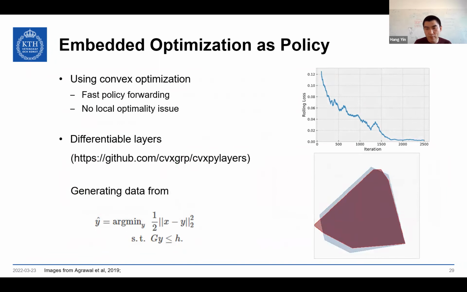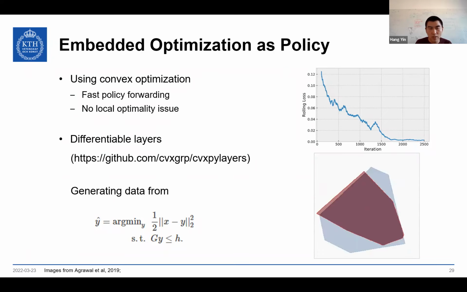So this is an issue, and people start to think that the core issue here is the non-convexity of the optimization from the neural networks. So why not use a convex optimization? There are some benefits to this. The first is that it's usually fast to solve a convex optimization problem. That means your policy can be evaluated almost in real time, so you don't really worry about whether it will converge or not.